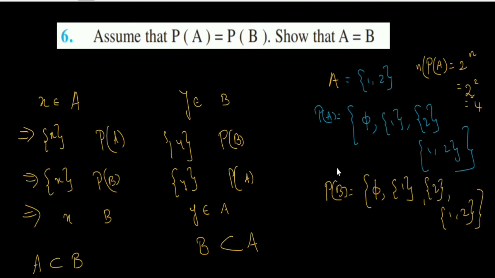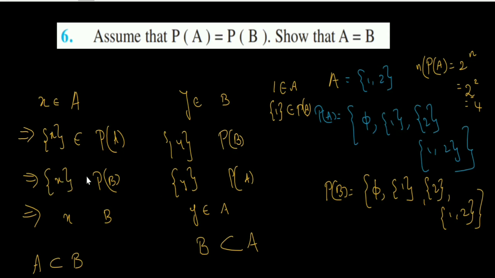Now we have to prove A is equal to B. It's very clear when you give an example. If you take 1 belongs to A, what happened to the set {1}? It will be an element of the power set of A, correct? So here X belongs to A, so the set {X} will be an element of P of A. If I take 1, the set {1} is an element of P of A.